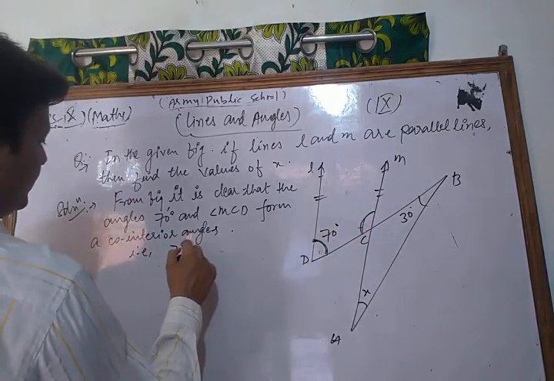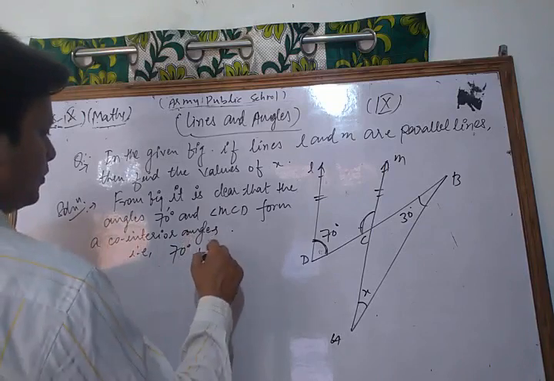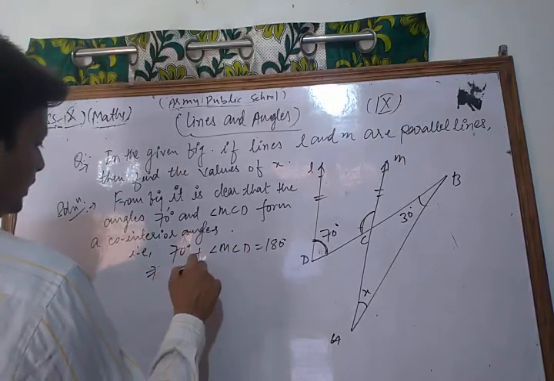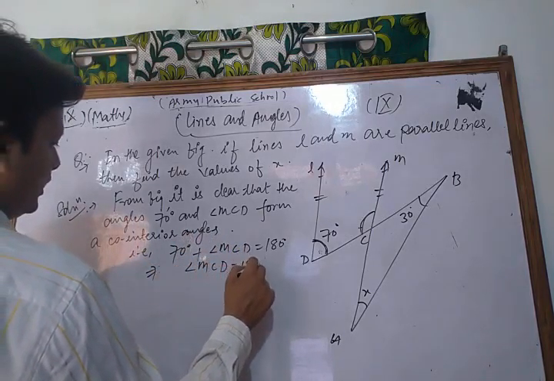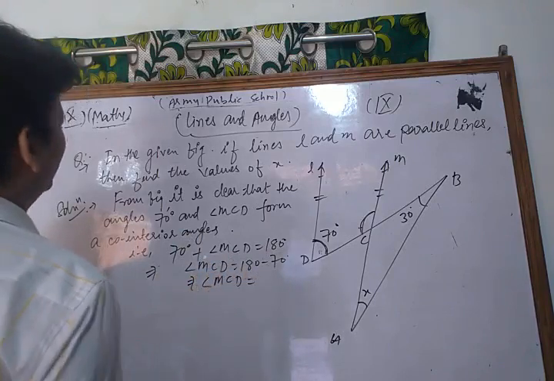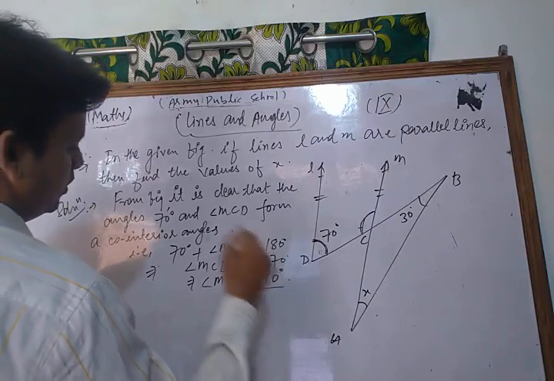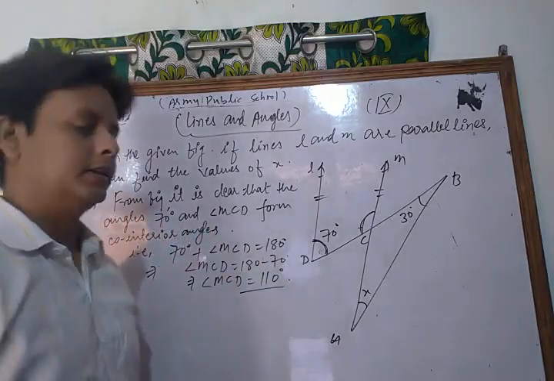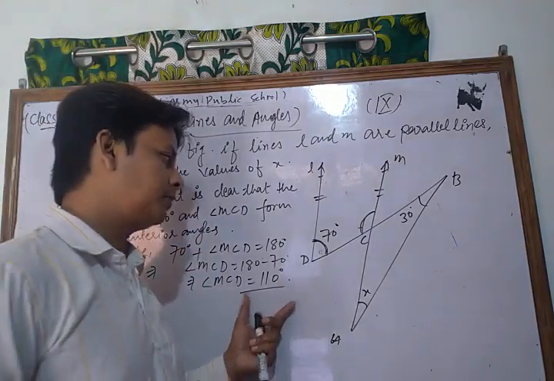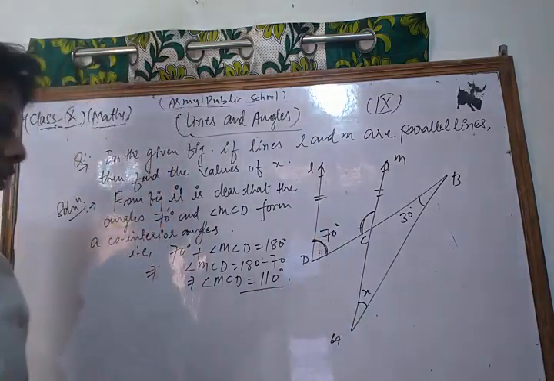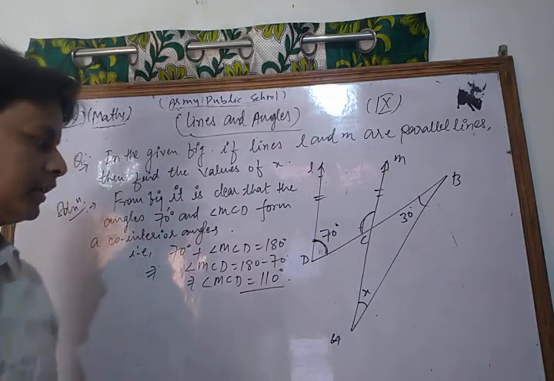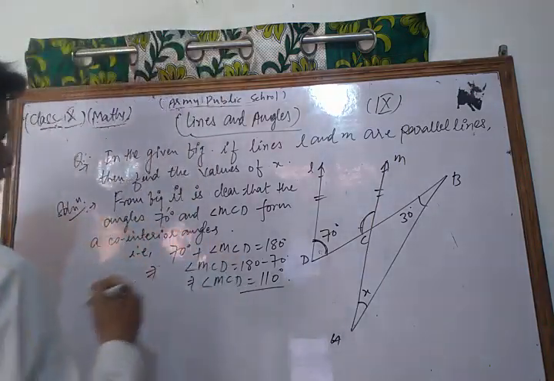180. So 70 degree plus angle MCD is equal to 180. So from there angle MCD is equal to 180 minus 70. Angle MCD is equal to 110 degree. So using the concept of co-interior angle, we get the value of angle MCD as 110 degree.